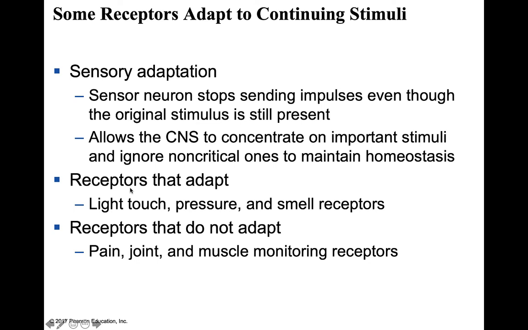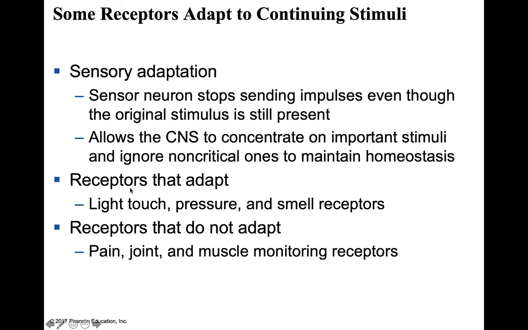So this is a way that the central nervous system has to filter and concentrate on those stimuli that are important and ignore things that aren't as important or as much of a danger to homeostasis. Now, the following are receptors that have this phenomenon of adapting. So we have light touch, pressure, and smell.